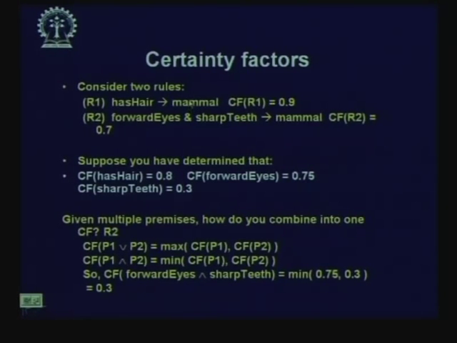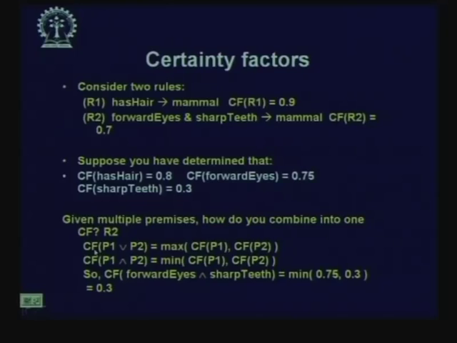and I have got these rules. Note two factors. The rules are also not 100% certain, there are certainty factors with these implications, and neither are these facts 100% certain. So our problem is that given multiple premises, the different premises 1, 2, 3, how do I combine them into one certainty factor when I take this rule?